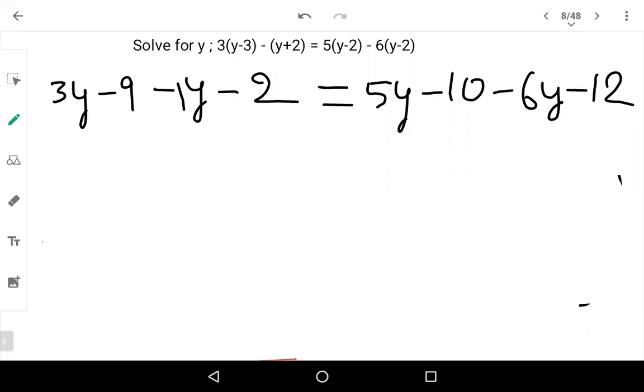That is 3 into y minus 3 minus y plus 2 is equal to 5 into y minus 2 minus 6 into y minus 2. So we took each of the expressions and then we multiplied.